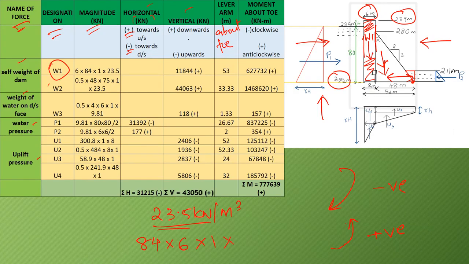Then that multiplied by the unit weight 23.5 will give you the force, that is the weight of the dam due to that rectangular portion, that is 11,844, and it is in the downward direction, so as per the sign convention it is positive. So that is what we have calculated here. This is force W1 and it is in the downward direction, so it is taken as positive.